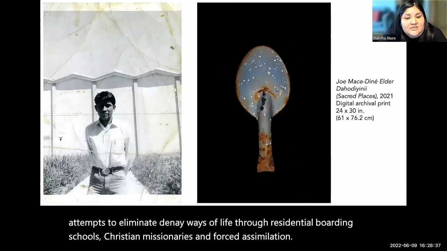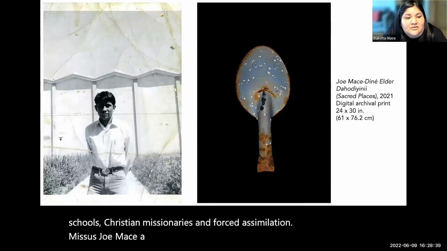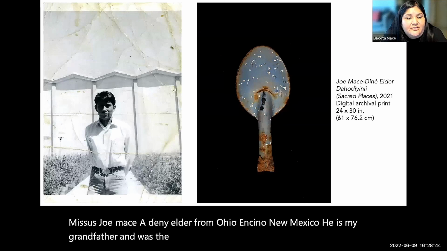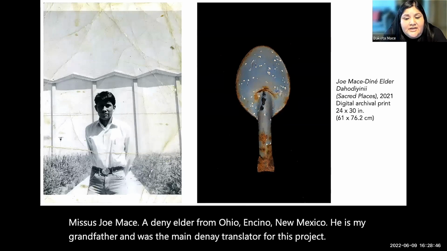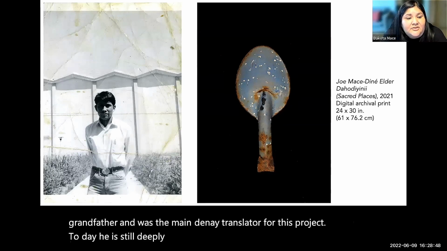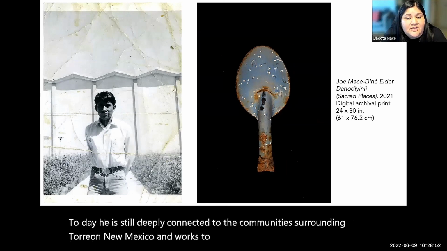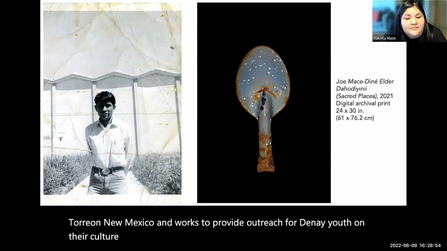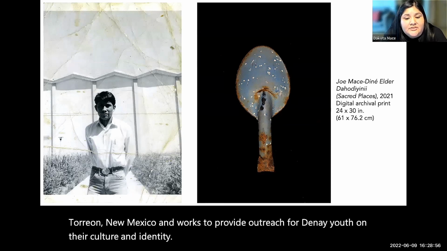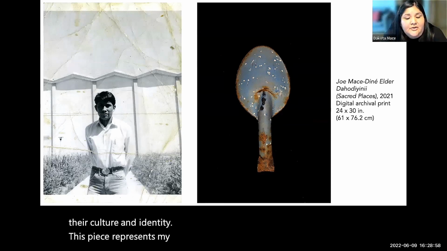This is Joe Mace, a Diné elder from Ojo Encino, New Mexico. He is my grandfather and was the main Diné translator for this project. Today, he is still deeply connected to the community surrounding Torreon, New Mexico, and works to provide outreach for Diné youth on their culture and identity. This piece represents my grandfather's childhood, one of hardship and continued survival.